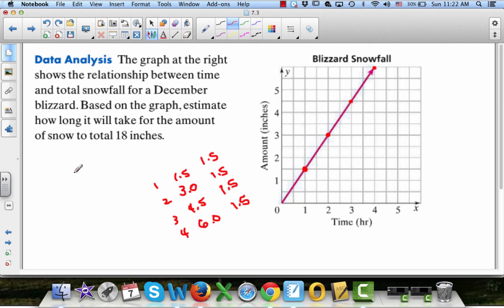So we wanted to find out how much it will be to get to 18 inches. So we go 18 inches divided by 1.5 and we get 12. So it will take 12 hours to get to 18 inches. And see how we use the graph to find that information?